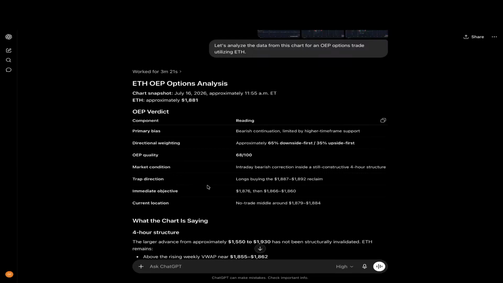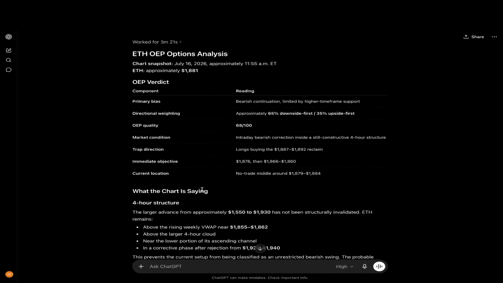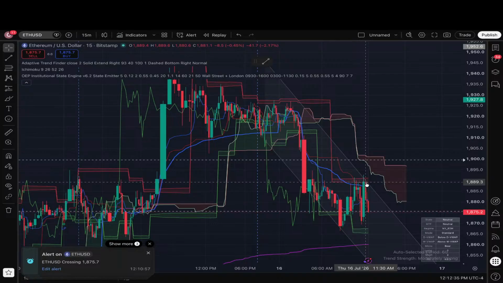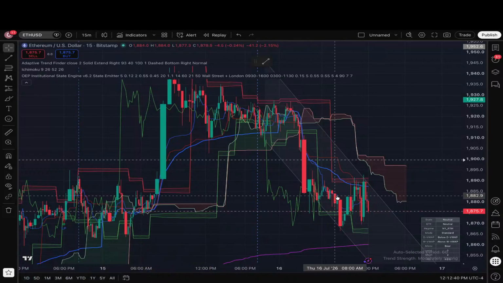So there are a lot of trap scenarios here, and we've got to be careful when we look at these things where we see traps. You can see traps being laid by the market manipulators that I speak about. So the trap direction: longs buying the 1887 to 1892 reclaim, right? And that's what we were speaking about. So people that bought up here, oh my, sellers were waiting for you. They were waiting for you to target. You see this right here? The chart tells us, man.